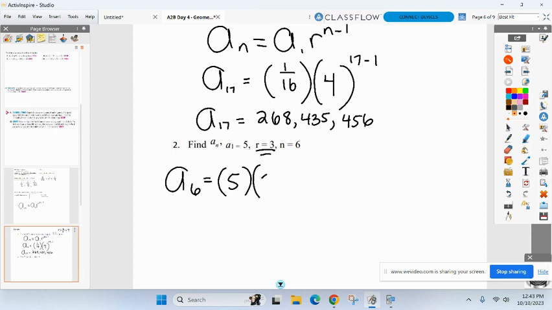And what do I have here? 3 to the 6 minus 1. So my 6th term, what do we got, 1,215, if I'm doing the math right? Yeah. Any issues using this geometric sequence formula?